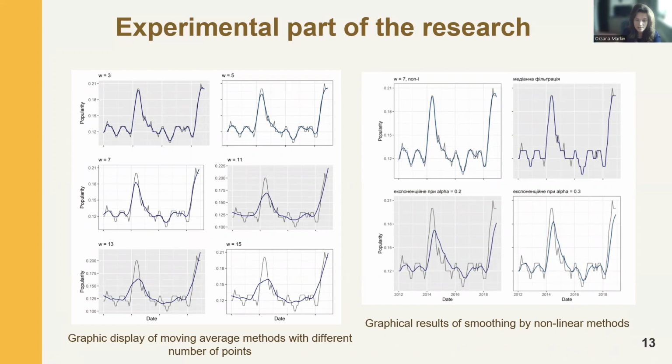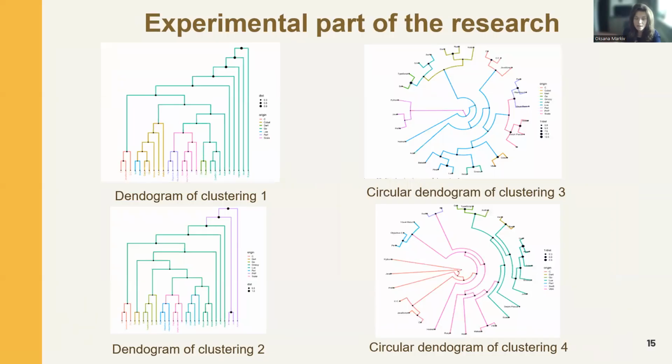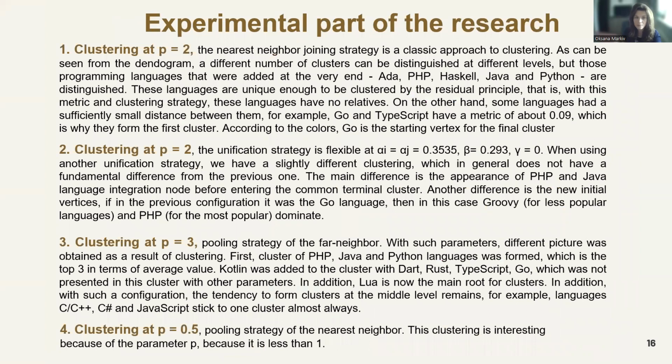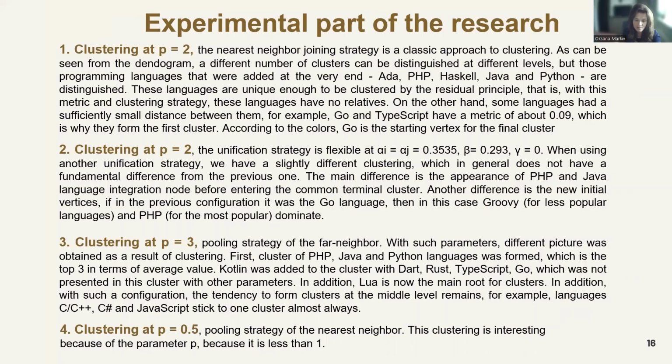And data analysis, data science, and neural networks are popular now. Languages like Java are increasing in popularity, so it's important to learn and study them. From here we see a correlation field for Dart and C languages based on our conclusions, and the heat map was a correlation matrix. And dendrograms of different kinds of clustering are proposed on this slide. Here you can get acquainted with them for clustering. Clustering numbers 1, 2, 3, 4 are described here, such as the dendrogram of clustering. From the diagram, it can be seen that a separate cluster of C, JavaScript, Scala, Java can be distinguished, and again a cluster of languages Python, Java, PHP will be added at the end.